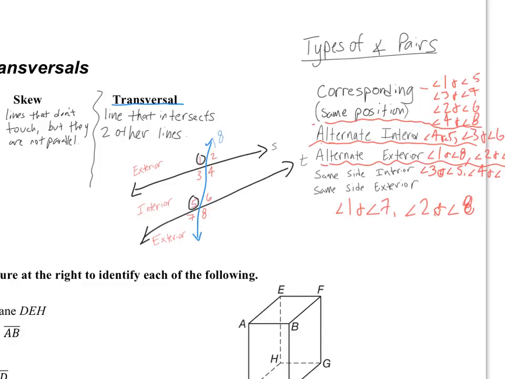Oh, and before I forget, these pairs of angles have some interesting properties when these two lines are parallel. And folks, that's what I call foreshadowing.